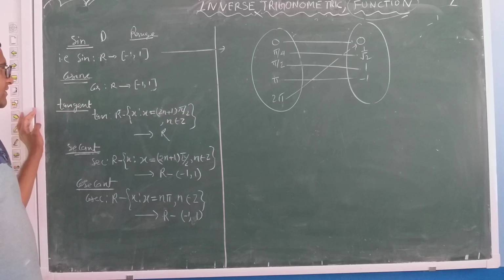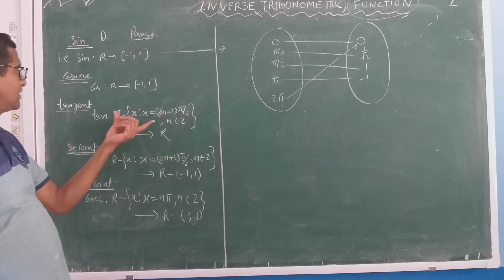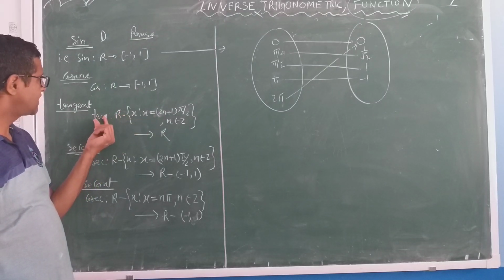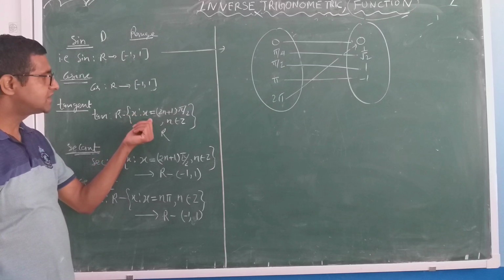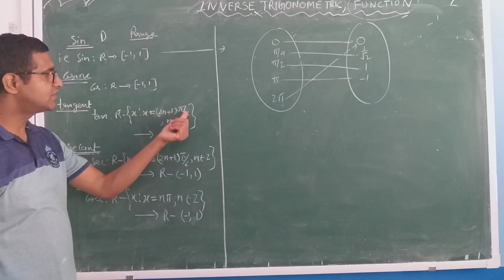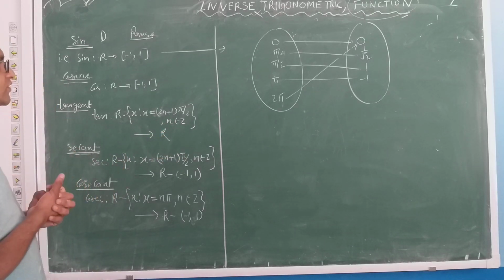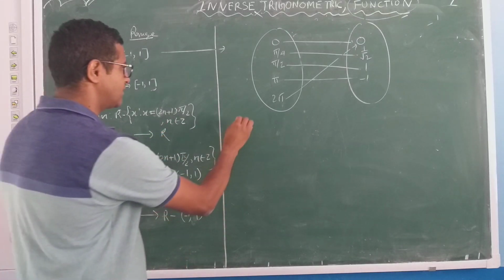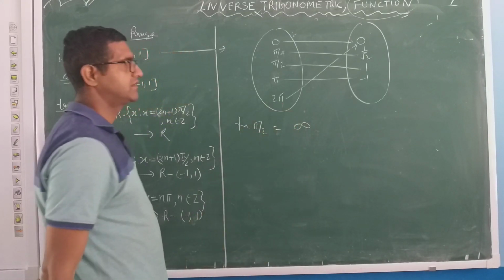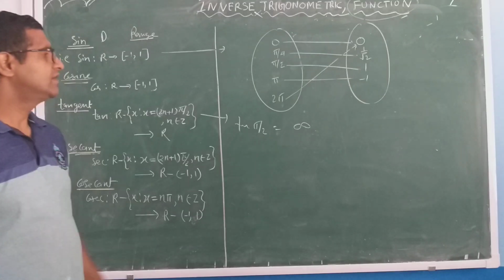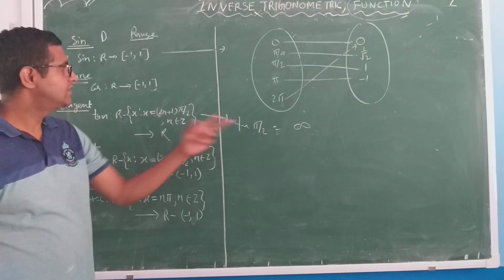Okay, tangent. We need to understand why the domain of the tangent function is R minus x such that x equals (2n+1)π/2 for every n belonging to Z. My dear student, as you know, the value of tan 90 equals infinite, right?